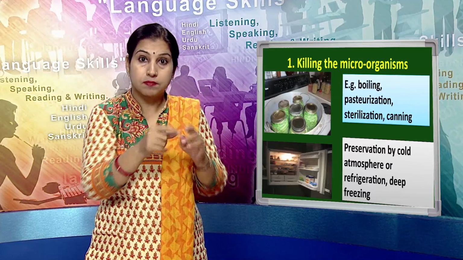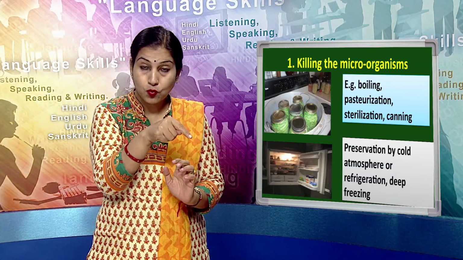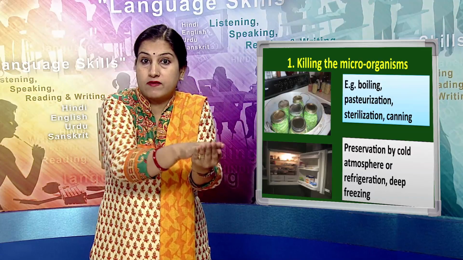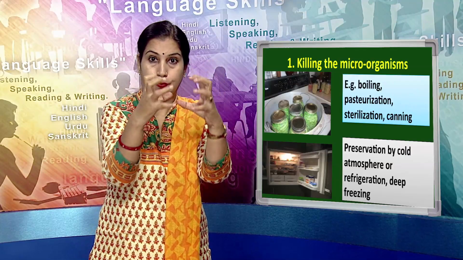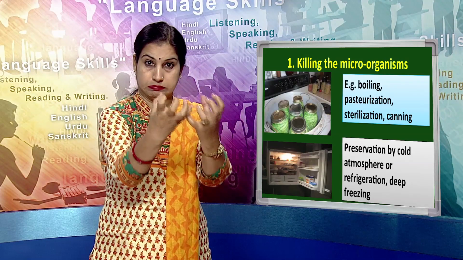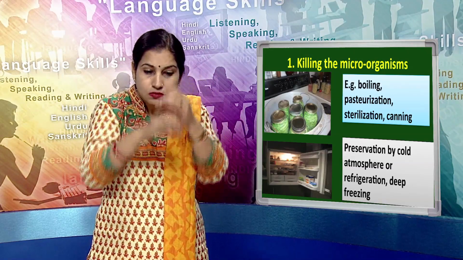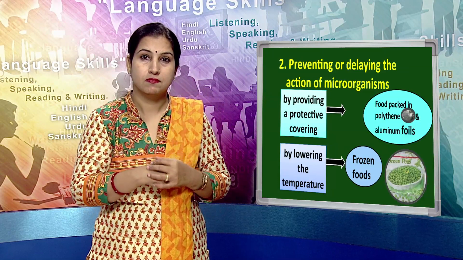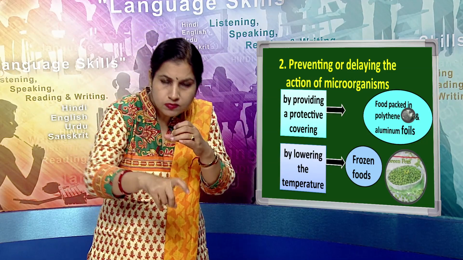Also, in the second picture you can see exposing the food to very low temperature is also an example of preservation by cold atmosphere or refrigeration or deep freezing. These methods are used for killing the microorganisms. The second point is preventing or delaying the action of microorganisms.